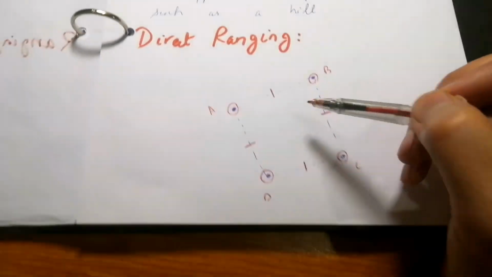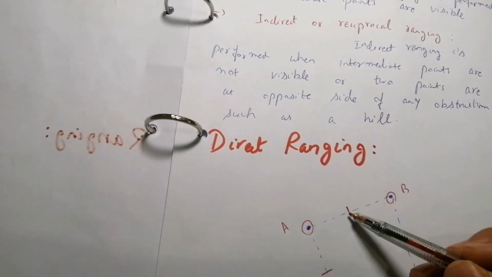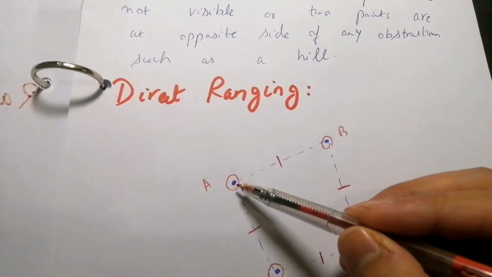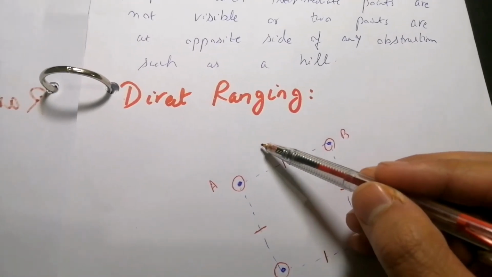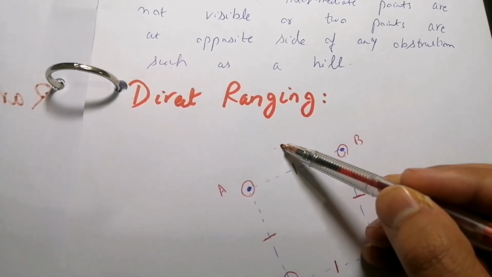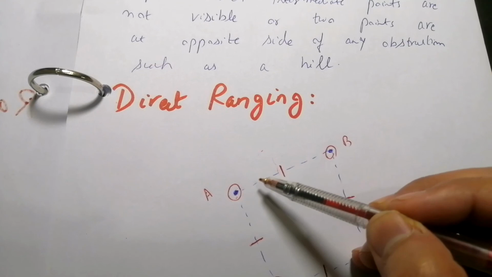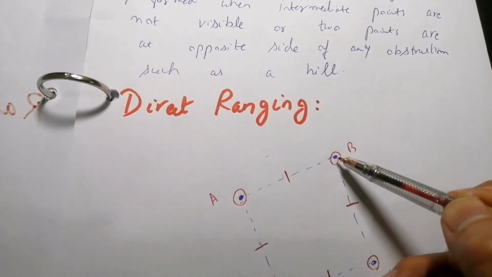So in direct ranging, you establish the control points, and then a student will stand at point A and guide another student who is standing here with another ranging rod, and he will ask him to move in this line as long as he cannot see the other location.